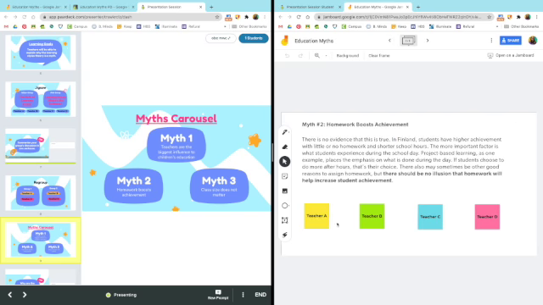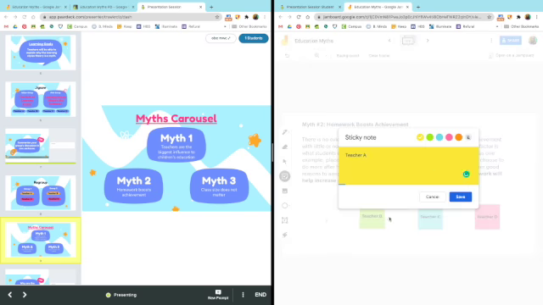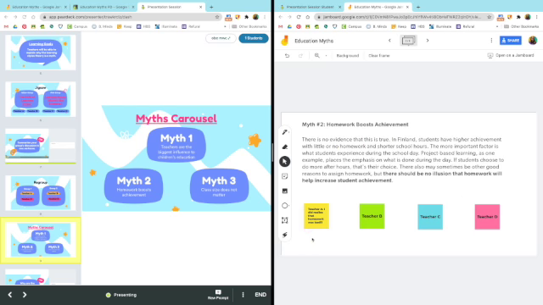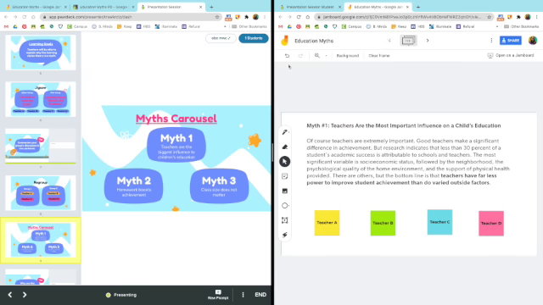And they would be able to create a sticky note where they could write down what they learned from the myth. I did not realize that homework was bad. And then they would save it, and there would be a sticky note for either other teachers to read or for me as the instructor to read. So everybody's thoughts would be on the Jamboard, and they could do one for each myth.